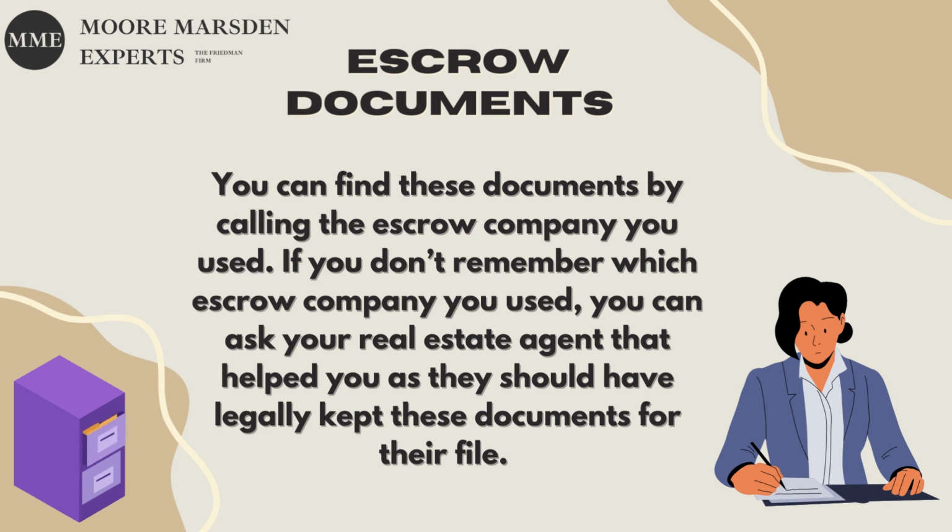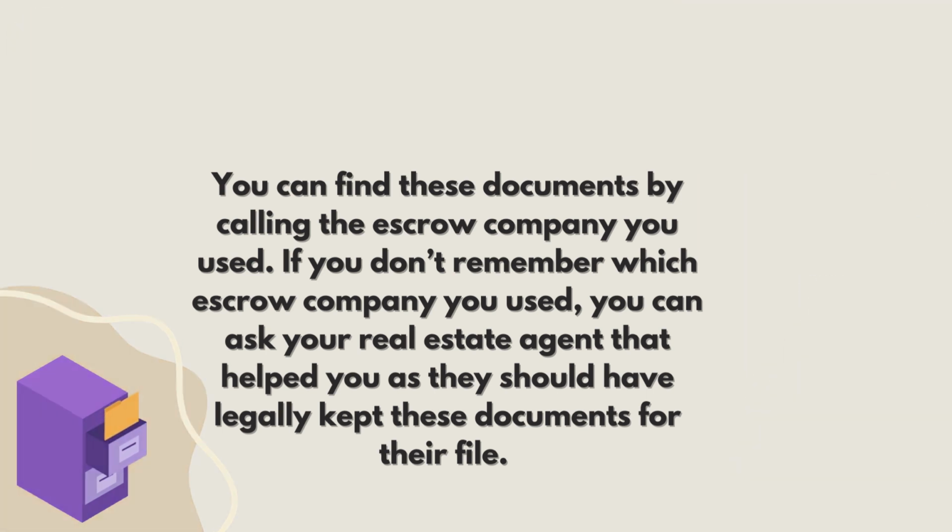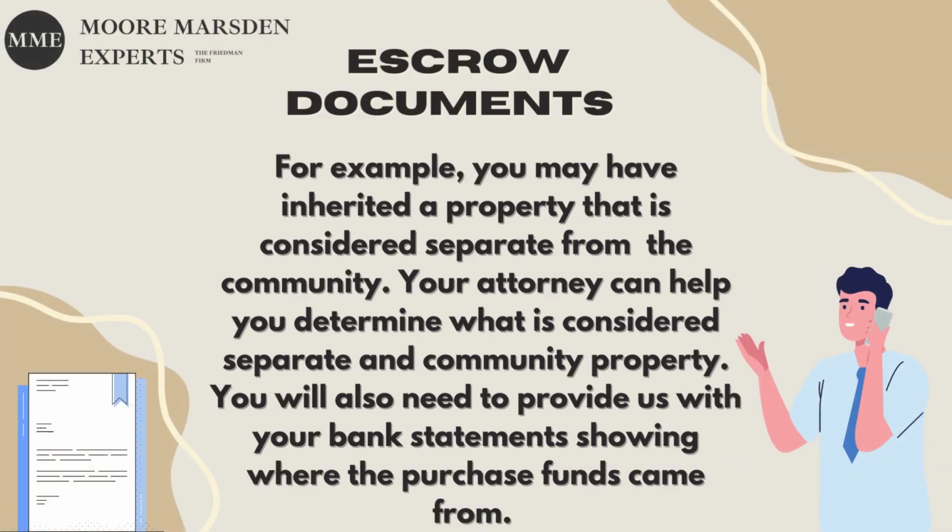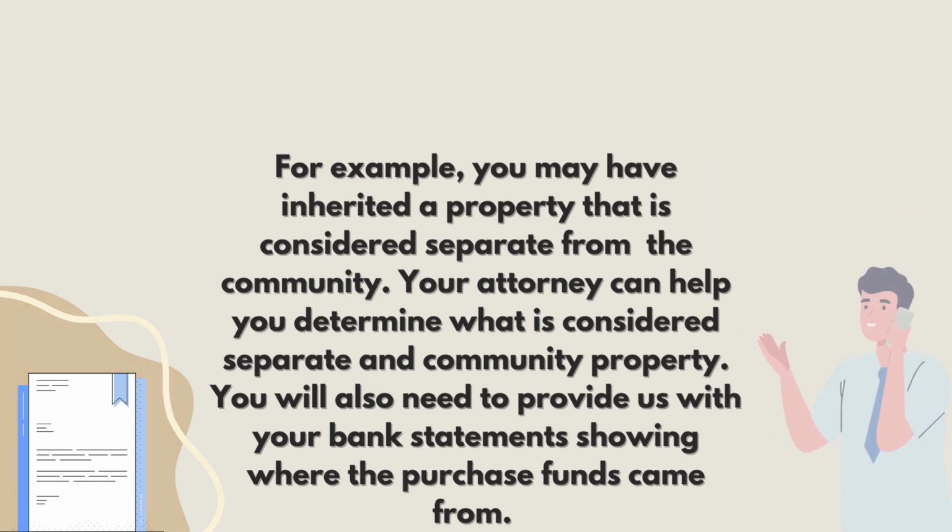If you bought the property during marriage with your own separate funds, then you will still need to provide us with escrow documents. For example, you may have inherited a property that is considered separate from the community. Your attorney can help you to determine what is considered separate and community property. You will also need to provide us with your bank statements showing where the purchase funds came from. This will help us to determine the starting point for your Marsden calculation.